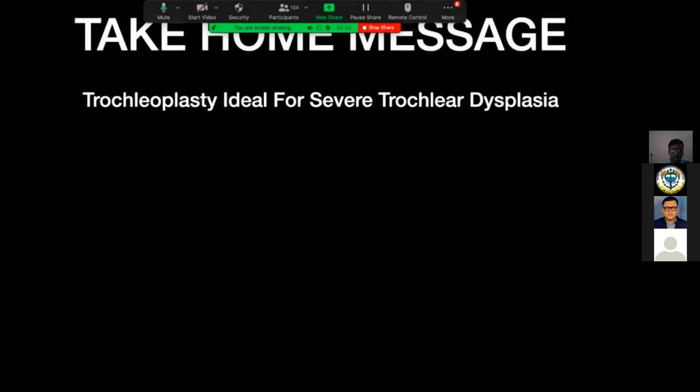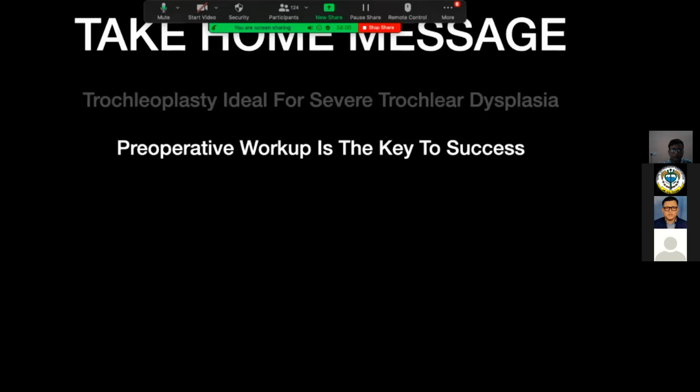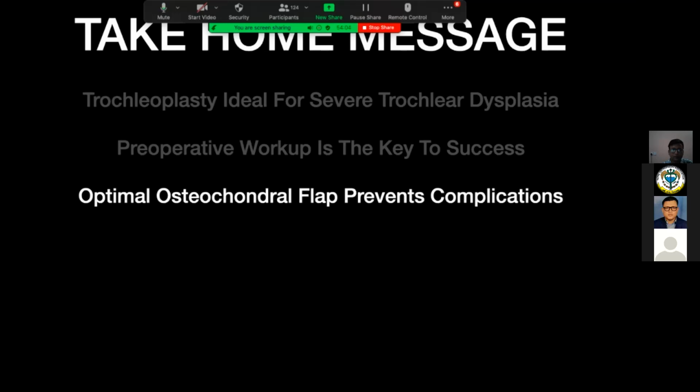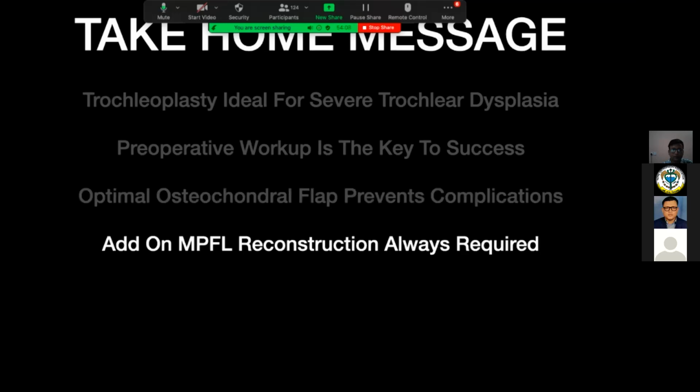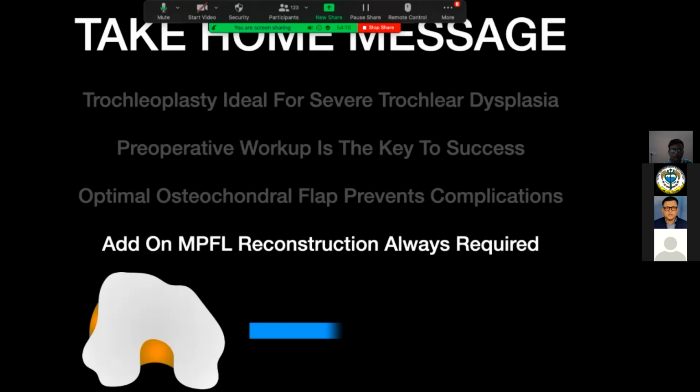So the take-home message is trochleoplasty is not a procedure for all forms of trochlear dysplasia. Maybe type B and type D dysplasia are candidates for trochleoplasty. Preoperative workup is very, very key to success. Optimal osteochondral flap prevents complications, and add-on MPFL reconstruction is always required.